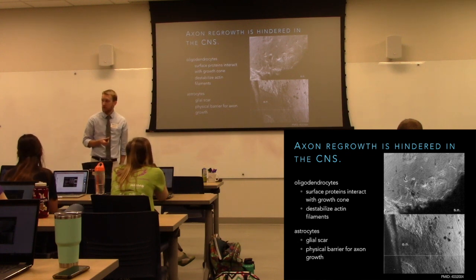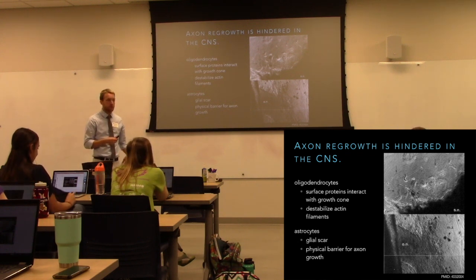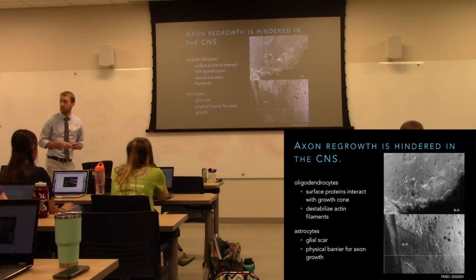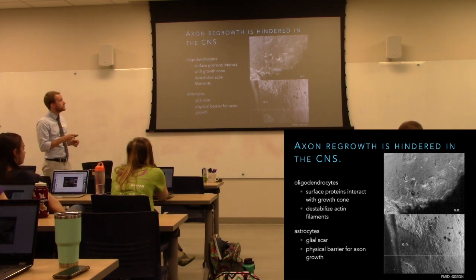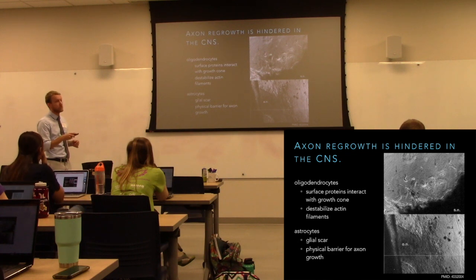So you couldn't stabilize your actin cytoskeleton. You get no net growth. There's only treadmilling. And we don't have stuff to stick to like we do on Schwann cells. Peripheral nervous system, things grow pretty well. Central, not so much.